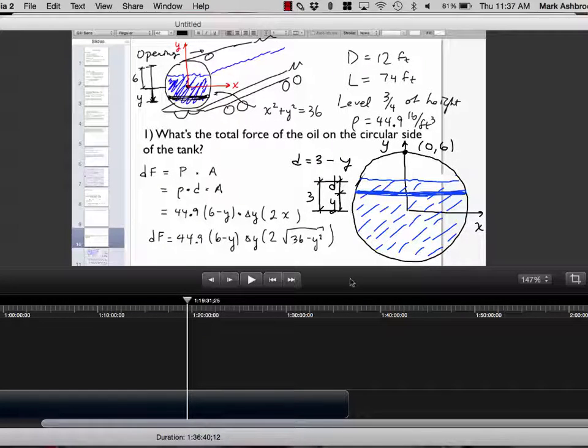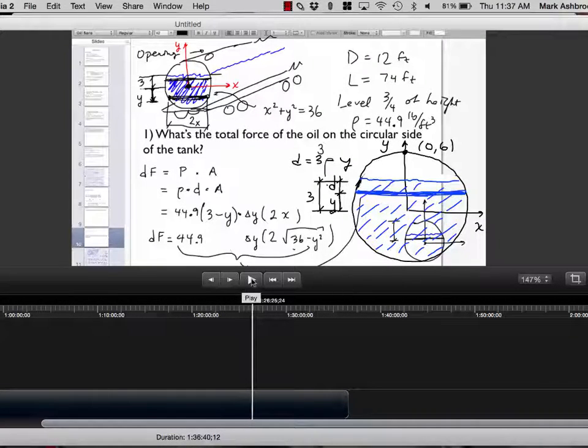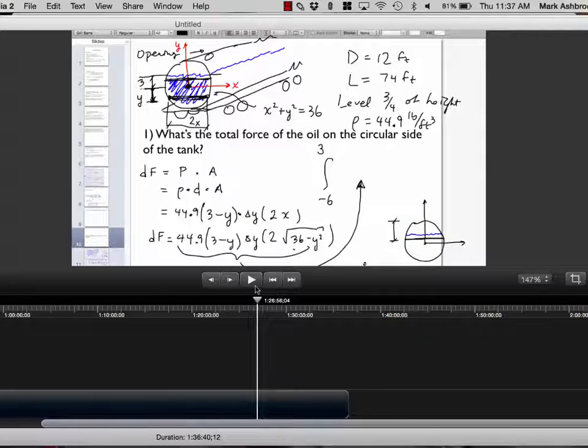And I actually worked through that again with the students, and so there it is. Okay, so that's the actual little bit of force on a typical strip.